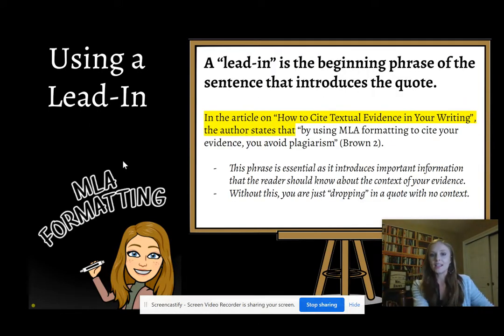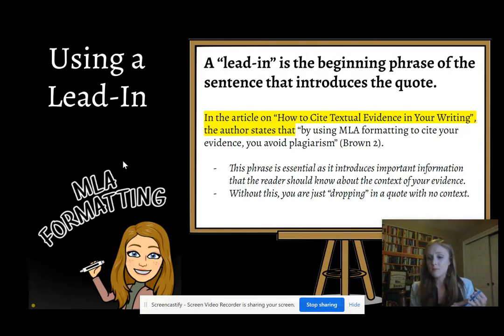So, using a lead-in. A lead-in is the beginning phrase of the sentence that introduces the quote. So if you're looking at my example, highlighted in yellow is an example of a lead-in. In the article on how to cite textual evidence in your writing, the author states that. This phrase is essential because it introduces important information that the reader should know about the context of your evidence.